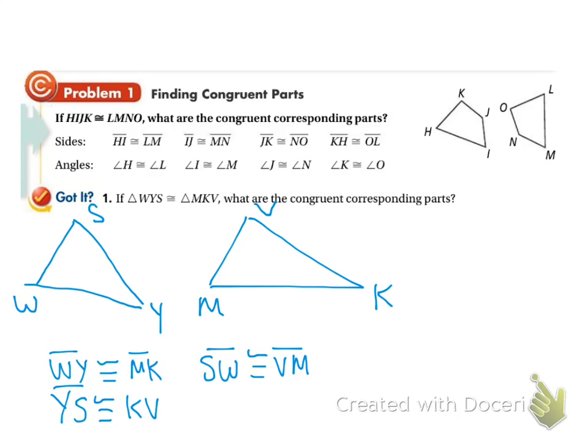So I can match up my first letters. Angle W is congruent to the first letter in the other one, angle M. Angle Y is congruent to angle K. And angle S is congruent to angle V.